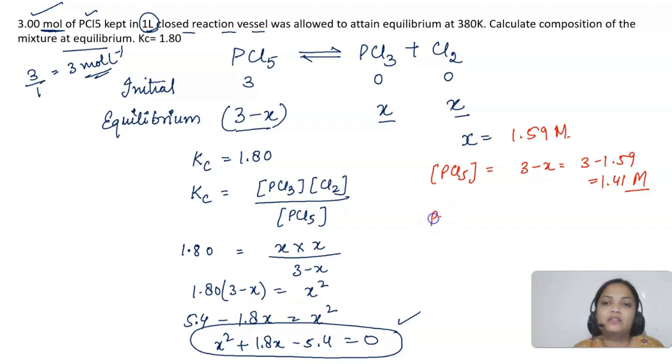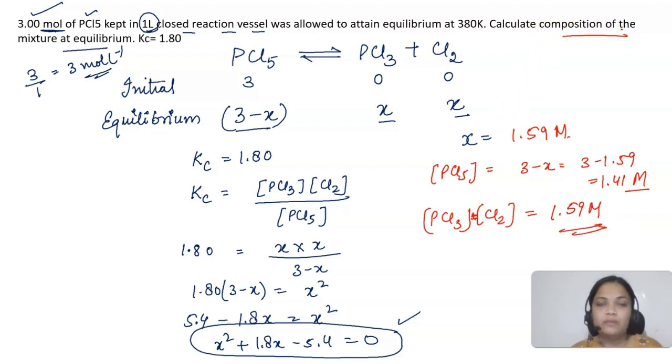Okay, and the concentrations of PCl3 and chlorine would be equal. Both concentrations are 1.59 molar at equilibrium. So this is the composition of the mixture at equilibrium. See, I have explained that application using an example. Okay, and one more thing, if you have to solve a quadratic equation.